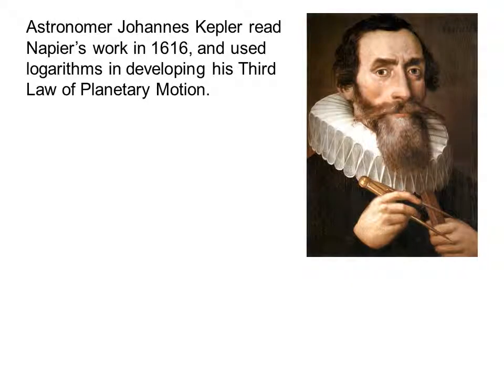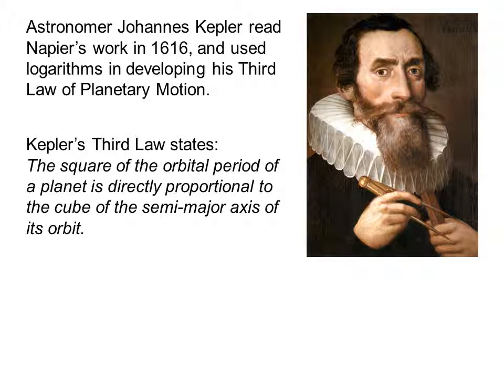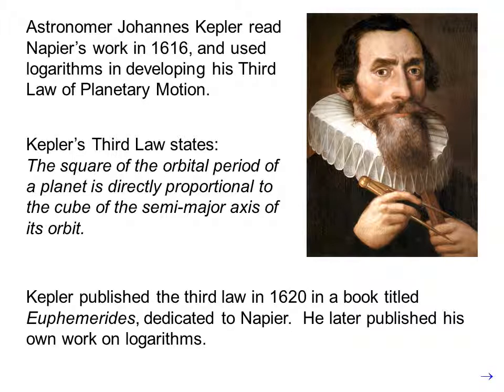Astronomer Johannes Kepler read Napier's work in 1616 and used logarithms in developing his third law of planetary motion. Kepler's third law states the square of the orbital period of a planet is directly proportional to the cube of the semi-major axis of its orbit. Kepler published the third law in 1620 in a book titled Ephemerides, dedicated to Napier. He later published his own work on logarithms.